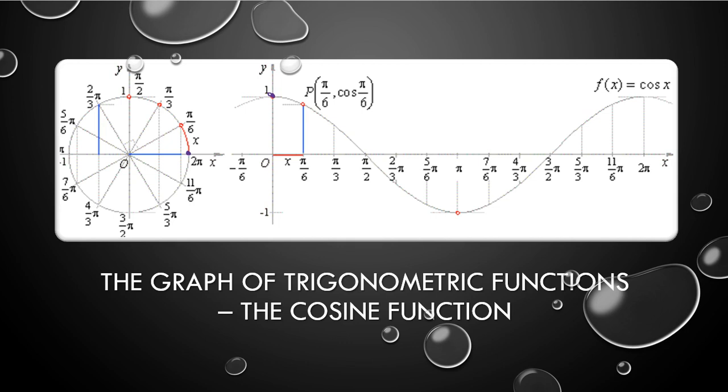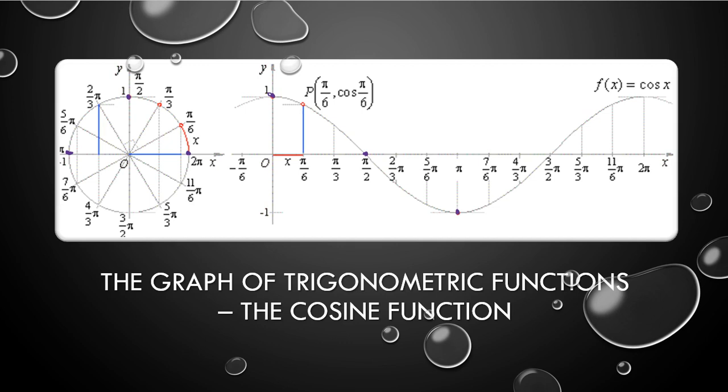And if we go to pi over 2, then the value of cosine x here is 0. There we go. And then if we go further to pi, we know that the cosine of pi is the same as cosine 0, but negative. So we have the minimum value here.